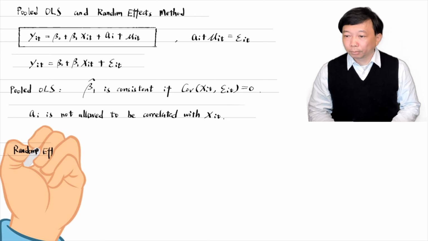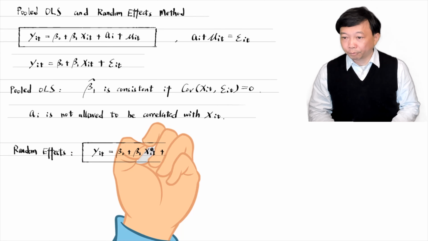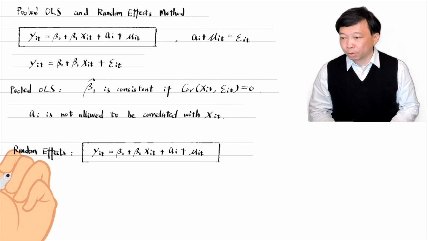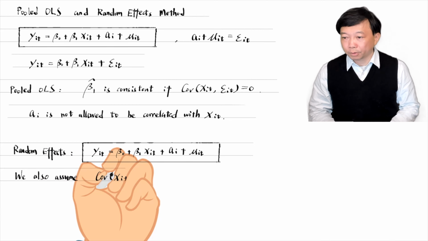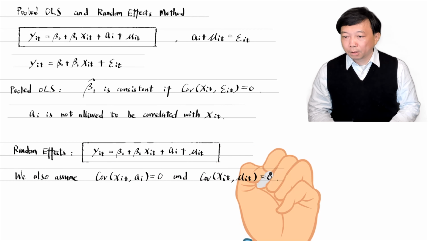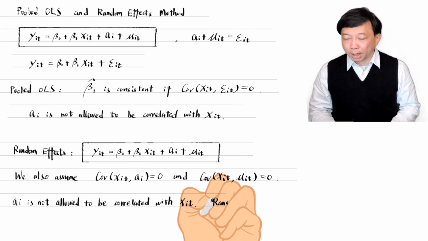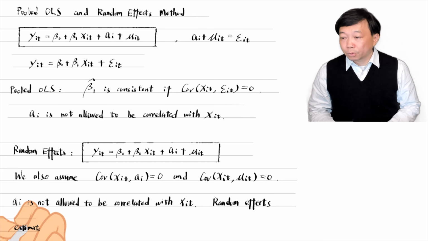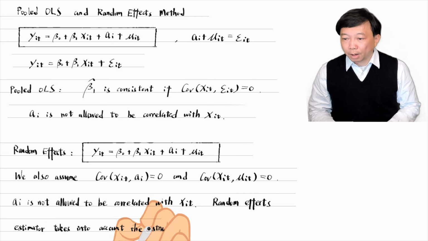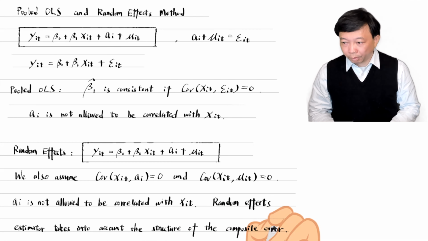Another method does consider the structure of the error term and decomposes the error term into 2 components like the fixed effects methods, but it assumes that the composite error term, including both the time constant and the idiosyncratic error components, are uncorrelated with the explanatory variable x. Then, there's no need to use the fixed effects methods to eliminate the time constant error component a_i.